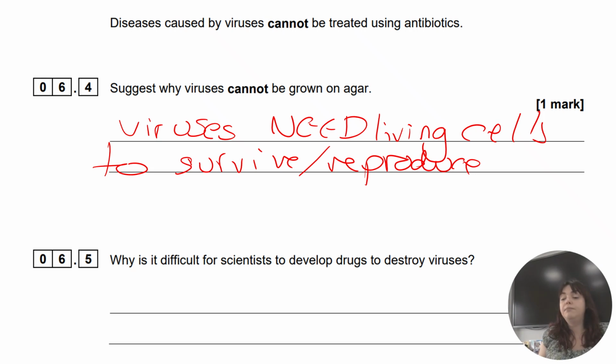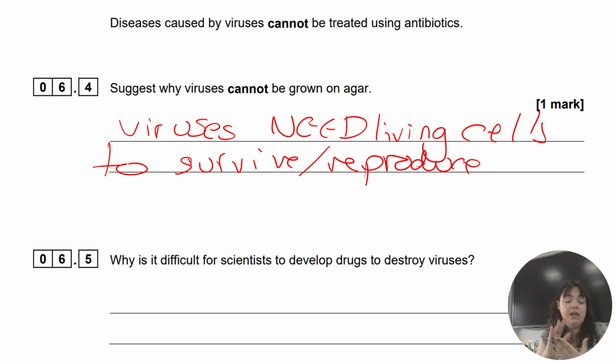Again, it's this idea that agar is non-living, so viruses cannot be grown on that because viruses need living cells. There's a couple of ways that you can say that. Viruses need living cells to survive or reproduce. Viruses only, again, only. If you just put viruses exist in living cells, okay, why does that mean they can't be grown on agar? See what the issue is. You need to make sure that you say they need it, or they can only be inside.